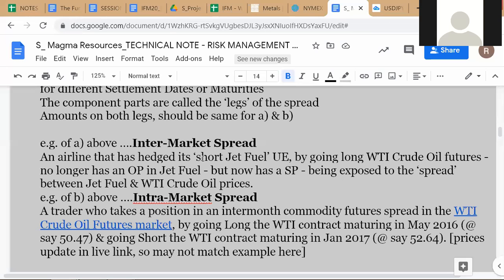Now what did they do? They had short jet fuel, long US dollars, the underlying position. They are trying to offset it by going long crude oil, short US dollars. So here short fuel, long USD. Here they went long oil and short USD. So the long USD and short USD cancel out. Net position is short jet fuel, long crude oil. So now it is a spread position.